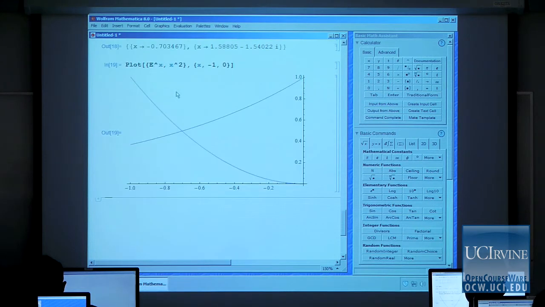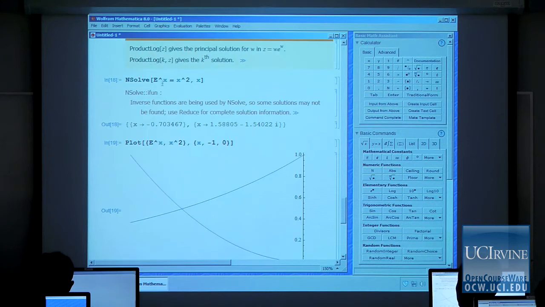There's another command that will definitely find roots, but it does them one at a time. And it needs an initial guess. That command is called find root. So it'll find one at a time. The way that works is you say find root, and then we're going to put in this same equation here.